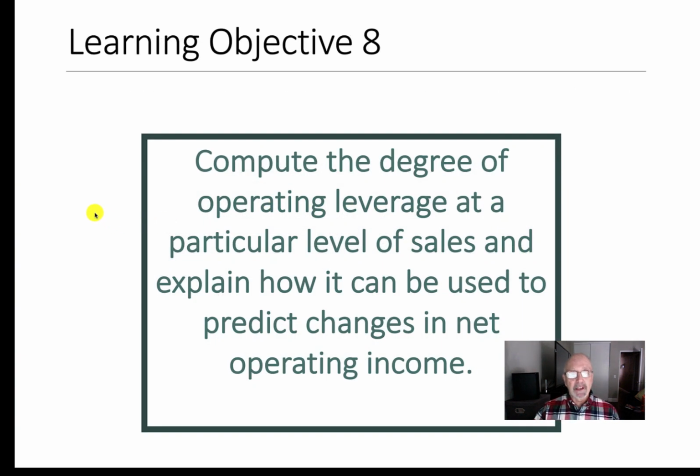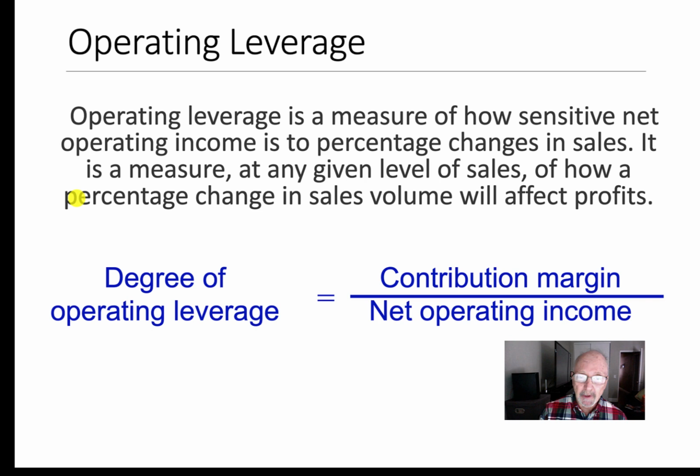Degree of operating leverage is an interesting number. Operating leverage is a measure of how sensitive net operating income is to percentage changes in sales. It's a measure at any given level of sales of how a percentage change in sales volume will affect profits. The way we do this is we take the contribution margin, sales minus variable cost, and divide it by the net operating income.